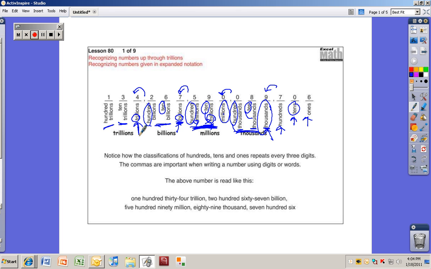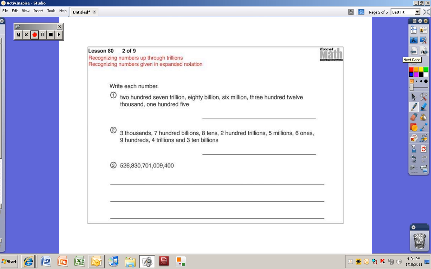If that's confusing to you, maybe you want to go back and watch that part of the video again so you really get it into your head, how to read these numbers and the names of the places. Now what we're going to do is have some words written out, and we're going to write each number that's being read to us. So the first one, actually these are done a little differently. This is the way it's read. This just tells us which number is in each one of the places.